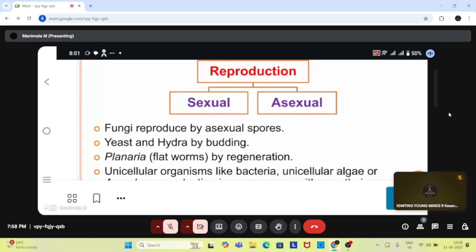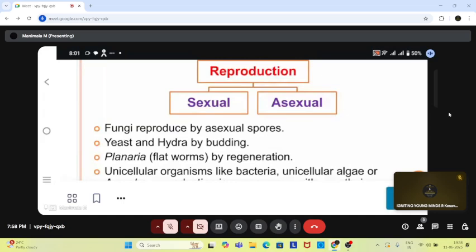In sexual reproduction, two parents are involved. In asexual reproduction, only a single parent is involved. Asexual means absence of sexuality. Sexuality is absent; that is called asexual.